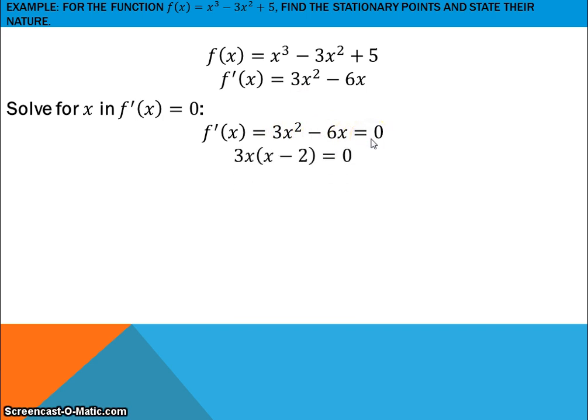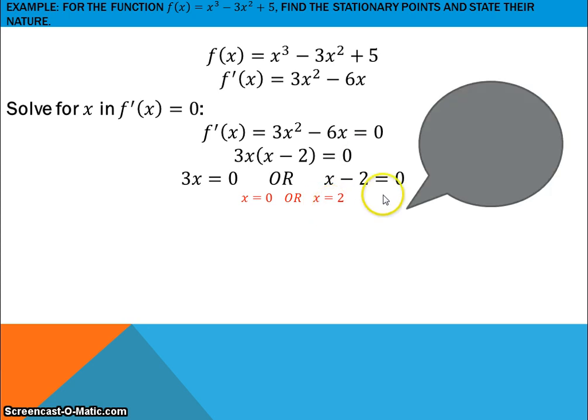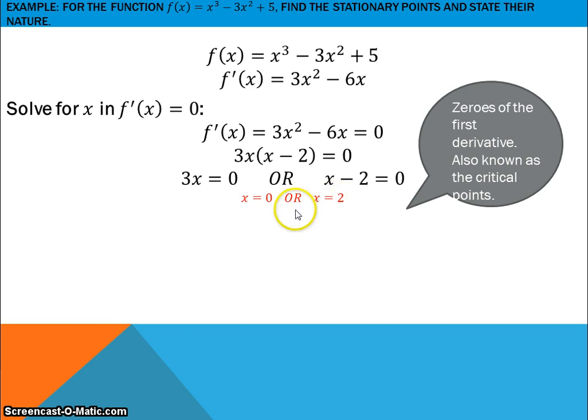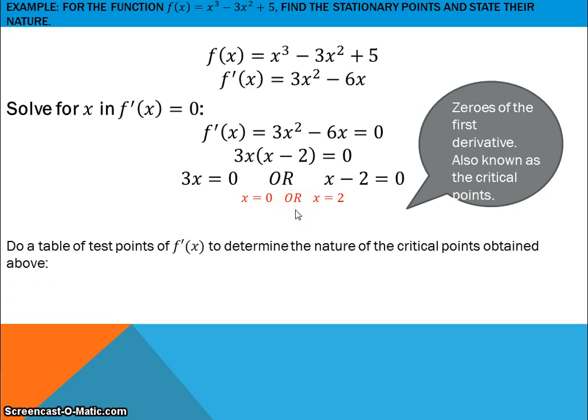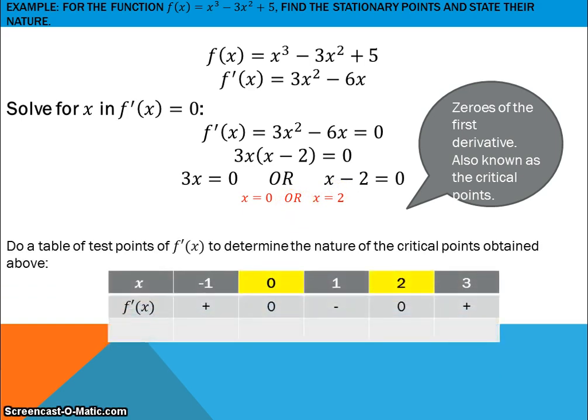When I solve for x, I get two solutions: x is equal to 0 or x is equal to 2. These values are known as the zeros of the first derivative, also known as the critical points. Next, we have to determine the nature of these critical points. We carry out a test point.